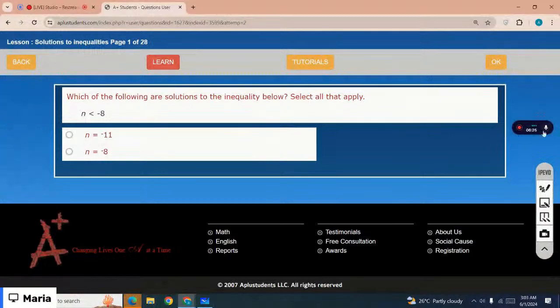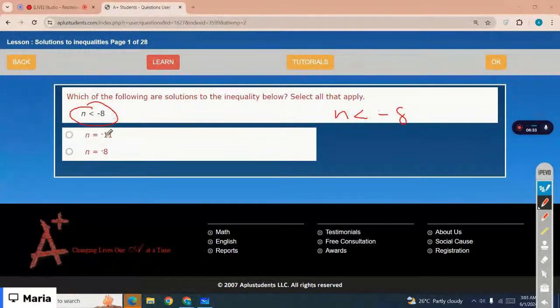Which of the following are solutions to the inequality below? Select all that apply. So you are given the inequality n is less than negative 8, right? Let's start with the first option, that is negative 11. Replace the n with negative 11. Negative 11 is less than negative 8. Yes, it is, right? Because on the negative side, as you are moving far from 0, the numbers are getting smaller and smaller, right? So the correct option is yes, negative 11 is less than negative 8.